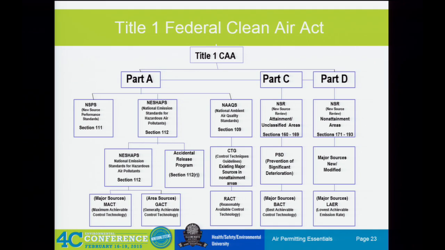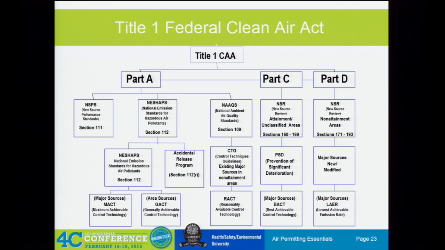So the structure of Title I under the Clean Air Act, we got Part A. I skipped out Part B because it's not relevant for this discussion. And Part C and Part D. Under Part A, we got our federal regulations here. So under Sections 111, 112, and 109, we got our NSPS regulations, our NESHAP regulations, and our National Ambient Air Quality Standards. As a result of the NESHAP regulations, we got our MACT requirements. These are your 40 CFR Part 63 regulations.